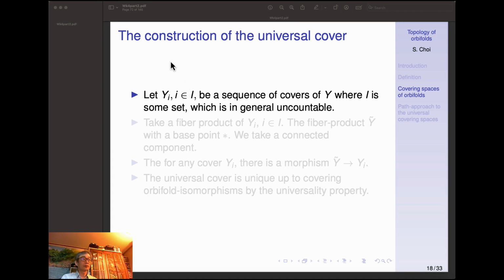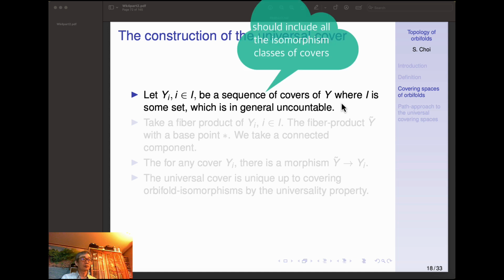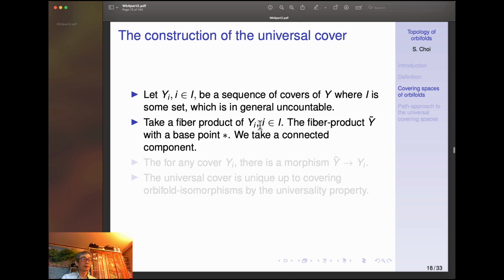Okay, so we will now construct the universal cover. Let Y_i be a sequence of covers of Y, where I is some set, which is in general uncountable. So let's look at all the Y_i's. We take a fiber product of Y_i for i in this index set, the fiber product Y tilde with a base point. Okay. So we take a connected component of that.